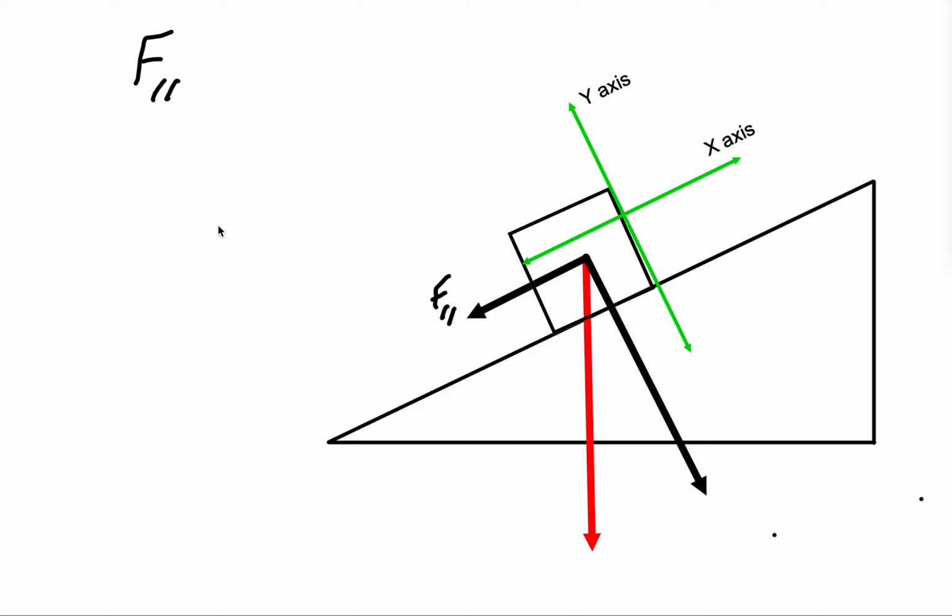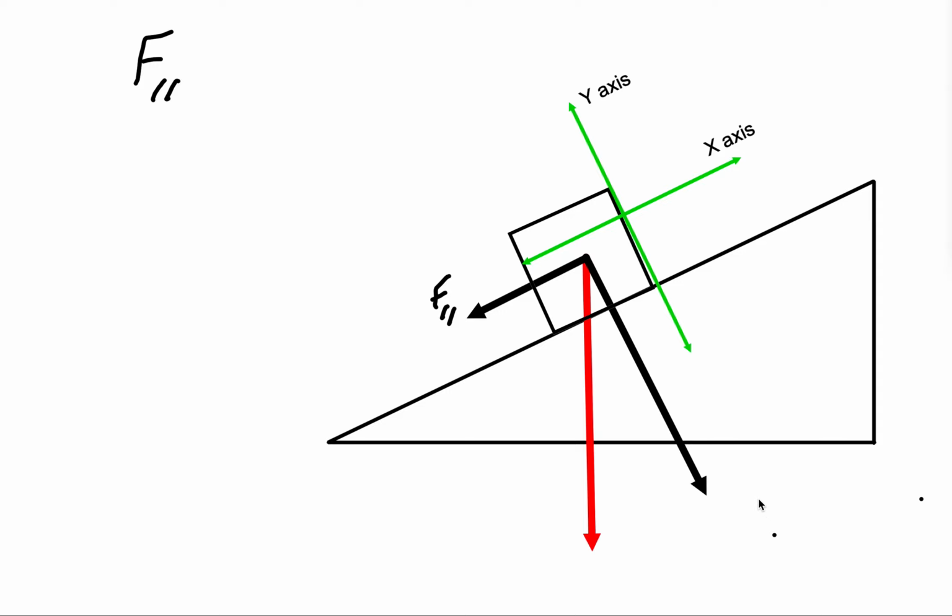So the X component of the weight, we're going to call the parallel force because it's parallel to the surface of the inclined plane. This component is the part of the weight of the box that's going to make it slide down the ramp.